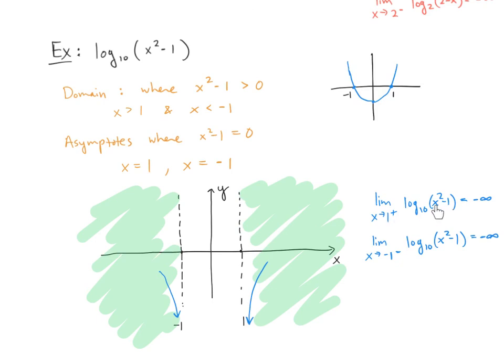Right? So this 1 you get from where does this thing inside the log equal 0? And then to determine how the approach is being made, you need to look at the domain. So you need to look and see where the inside function, the polynomial inside the log, is greater than 0. Okay, that's all for now.